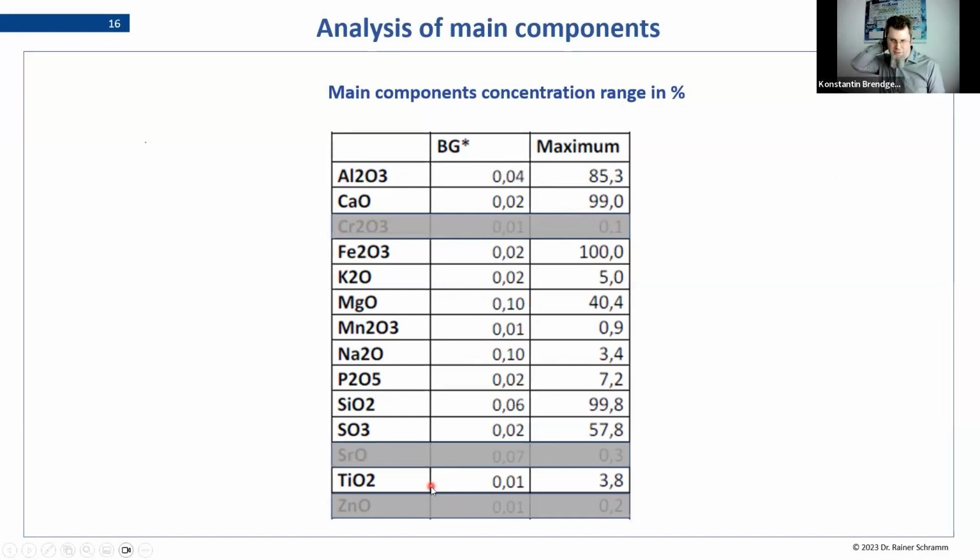The chrome, strontium, and zinc are not really considered main components here, due to it being only very low concentration. So just for presentations, we glued them out. But you can see these are your standard oxides. We have aluminum, calcium, and all the usual ones that you would analyze in a lot of mineralic samples.